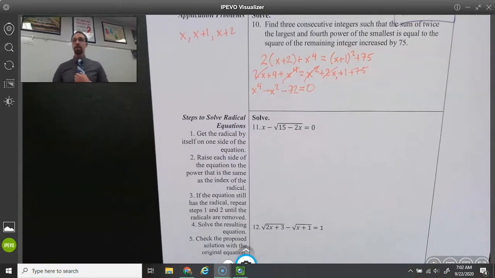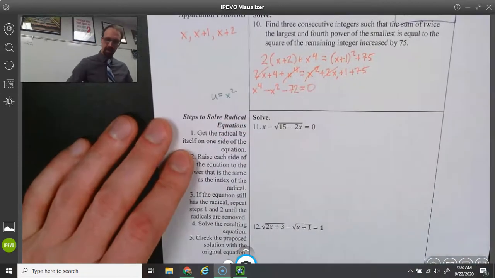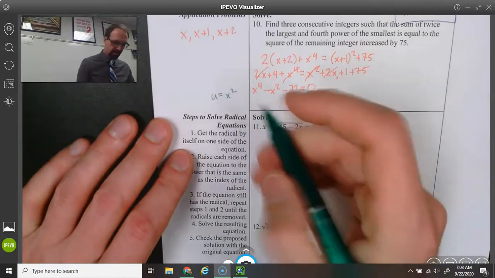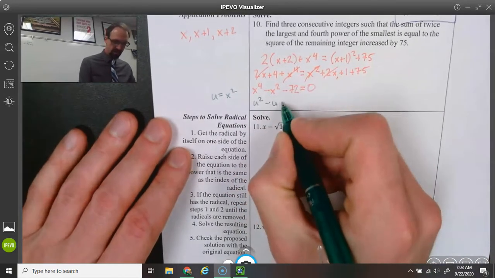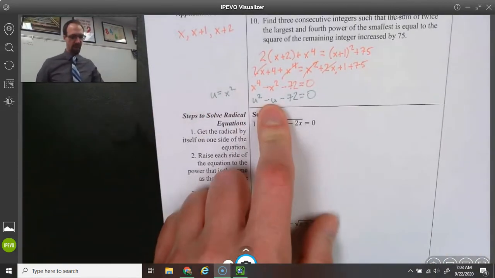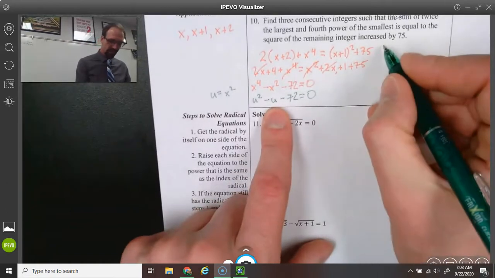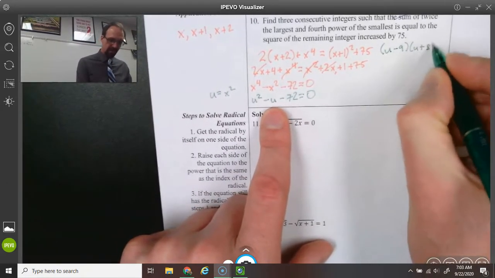Now, this x to the fourth minus x squared minus 72 looks very similar to the quadratics that we were talking about just a bit ago. Using u substitution with u as x squared, I end up with u squared minus u minus 72. Now I can factor this using the factoring properties that we know already. That's going to be u minus 9 and then u plus 8. Set that equal to 0 and then solve.